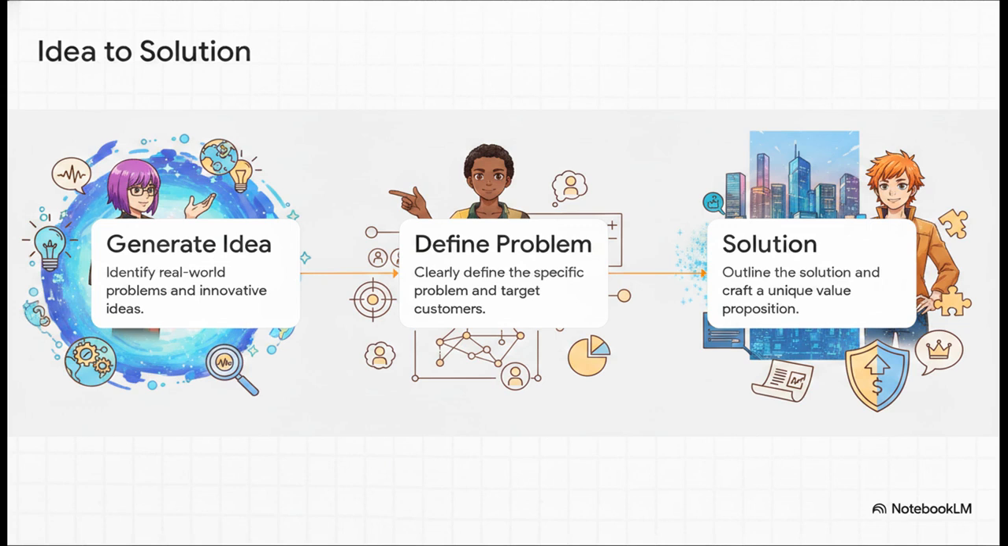Every great business starts right here. But instead of brainstorming in a vacuum, AI basically acts as your sounding board. You start by using AI to identify real-world problems and generate innovative ideas. From there, you work together to clearly define those exact pain points, pinpoint your target customers, and ultimately land on a proposed solution, crafting a really unique value proposition. What's amazing here is how AI helps transition a simple, maybe even kind of half-baked concept into a clear startup vision by instantly evaluating both its technical and commercial feasibility.